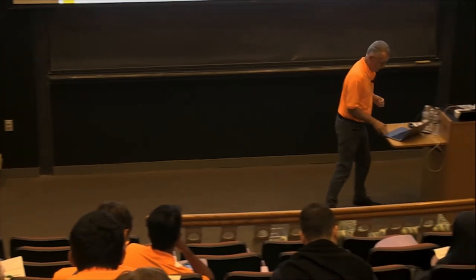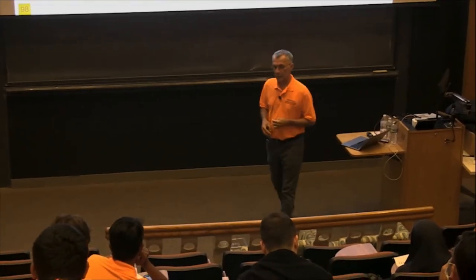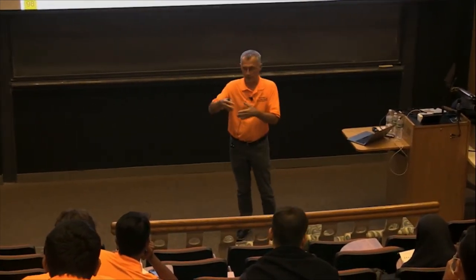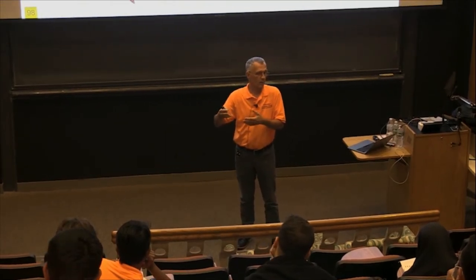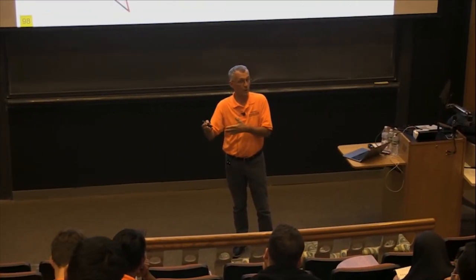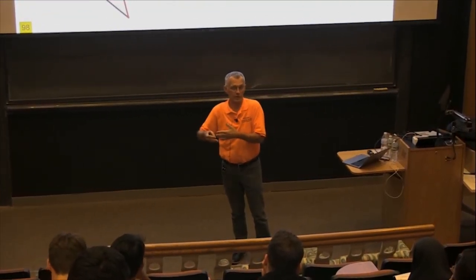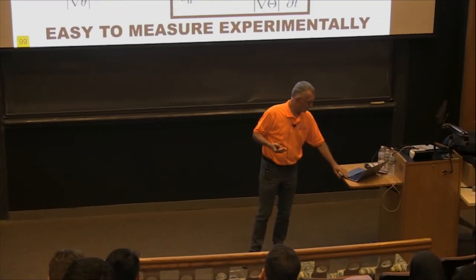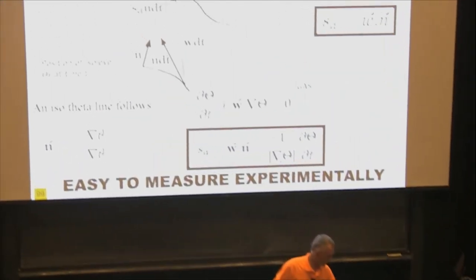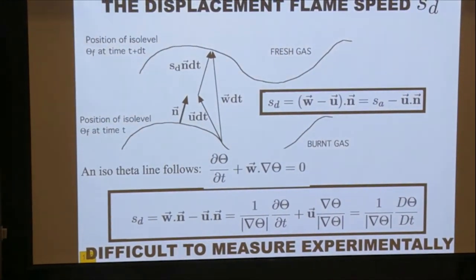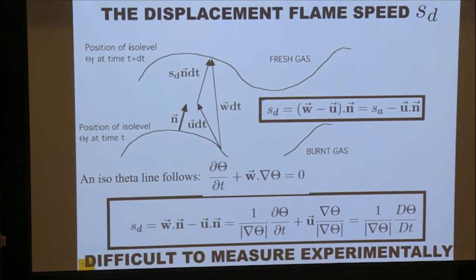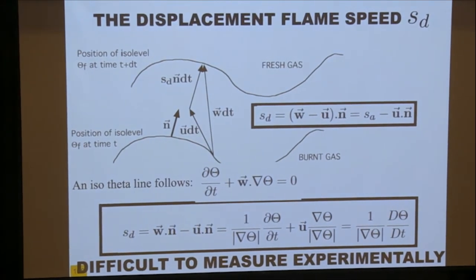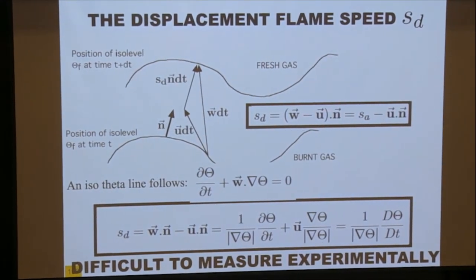The point with the absolute flame speed is that if you're on a boat traveling on a river, no one knows if you are fast or not. It depends on the river. Maybe the river is going fast and you're going slowly. So if you really want to characterize a flame, you have to go to the displacement flame speed. The displacement flame speed tells you how fast the flame moves compared to the flow. So this time you have to take W minus U.